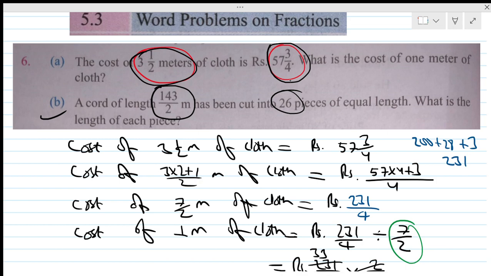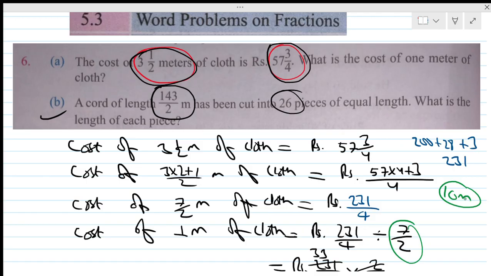To make it easily comprehensible, let's consider one easy example. Suppose you have one cord of length 10 meter and you divide it into 5 equal pieces. It may be a cord or a rope or anything, and you cut it into 5 equal pieces. So how many meters will be the length of each piece? By 5 you have to divide, because you have cut it into 5 equal pieces.